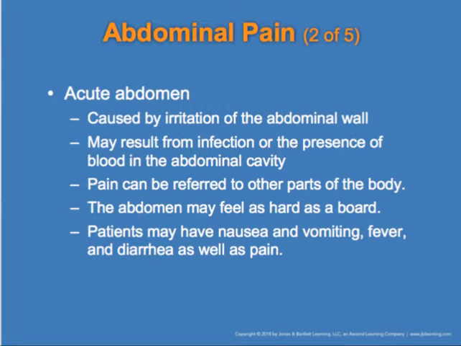Acute abdomen. Acute abdomen is caused by irritation of the abdominal wall. May result in infection, maybe pain. Abdomen might be hard as a board, might come with nausea, vomiting, fever, diarrhea, so it's important we have an idea as to how that works. We see a lot of acute abdomen, and it could be any one of a bunch of different things, but generally caused by irritation of the abdominal wall.